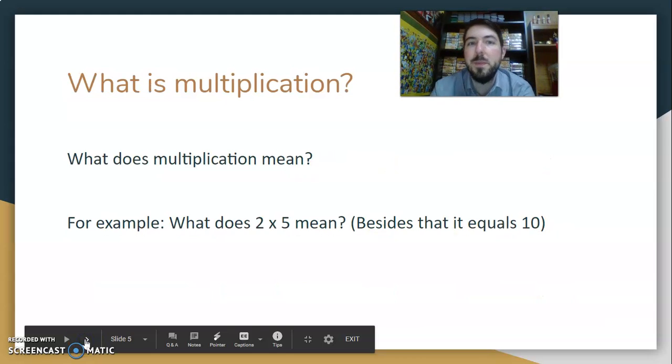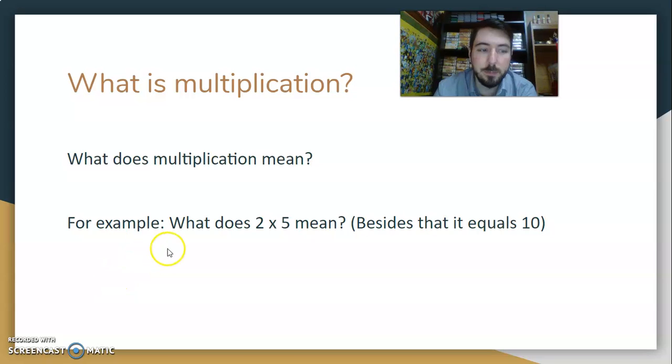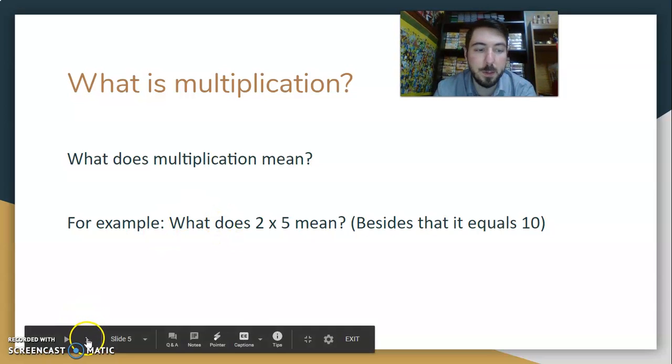So what is multiplication? I just wrote here as an example, what does 2 times 5 mean besides that it equals 10? So just take a moment to think about that. And if you want to pause and think about it, or just keep watching, I'll give you my answer.